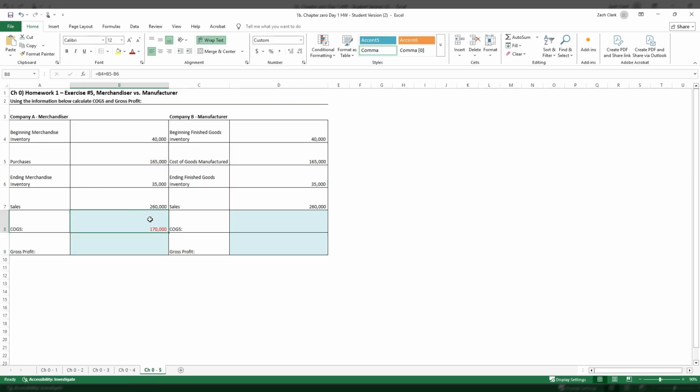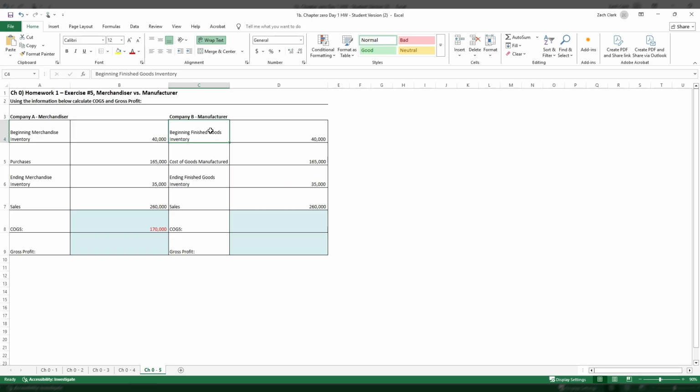Just as an Excel tip and trick, you could double click into the cell and you'll see the color coding, which draws your eye to how a formula is working as well. You all might already know that, but that's one way to do it. Or you could click on the cell and then go up into the formula bar and do it that way. So that was beginning plus purchases minus ending. That was for a merchandiser. Now let's look at the manufacturer.